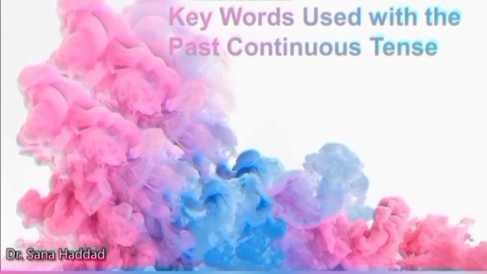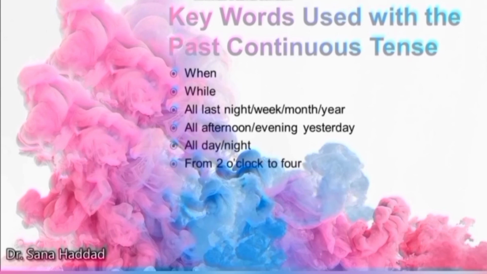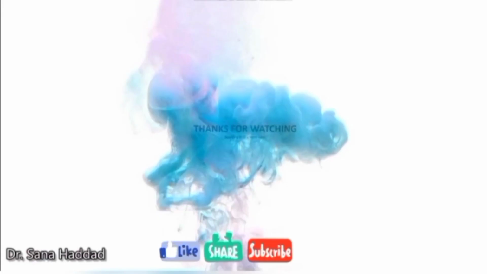Here are some keywords that you can use with the past continuous tense. When, while, all last night, all last week, all last month, or all last year, all afternoon yesterday, or all evening yesterday, all day or all night, from 2 o'clock to 4, since 5 p.m., for a long time yesterday, and throughout the night.